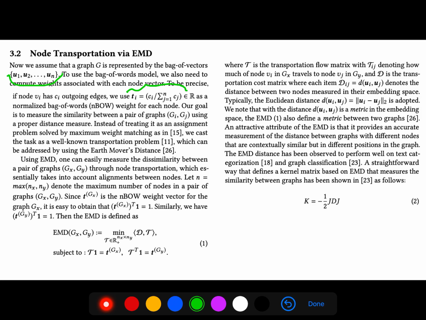Instead of treating it as an assignment problem solved by maximum weight matching, we cast the task as a well-known transportation problem, which can be addressed by using the earth mover's distance. So one can easily measure the dissimilarity between a pair of graphs through node transportation, which essentially takes into account alignment between nodes. A straightforward way to define a kernel matrix based on earth mover's distance that measures the similarity between graphs is like this.